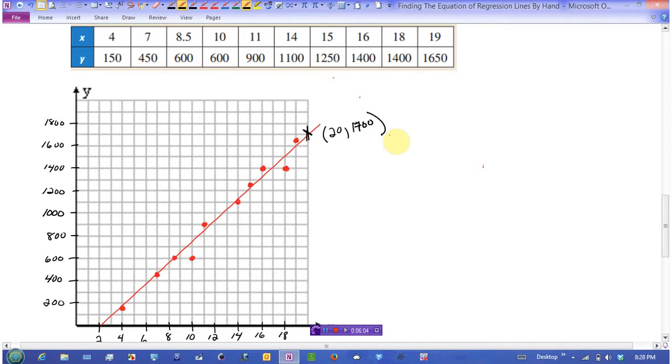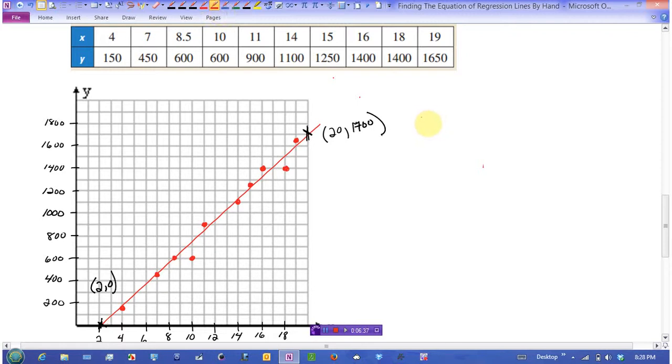Let's pick some other point on the line that crosses through a grid point. We got kind of lucky here, this one looks like it crosses right here, and that point looks to be (2, 0). So now I have my 2 points. What I can do is use the point slope formula to come up with the equation of that line. Then I could use that to predict any value that I want. So let's see how that works.